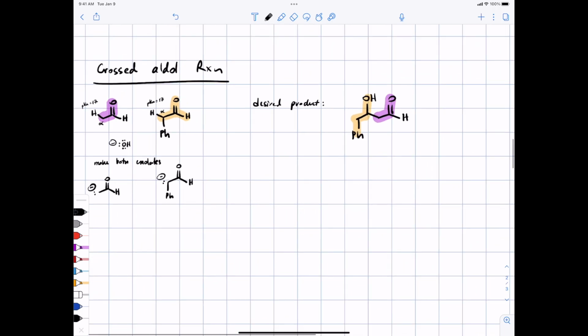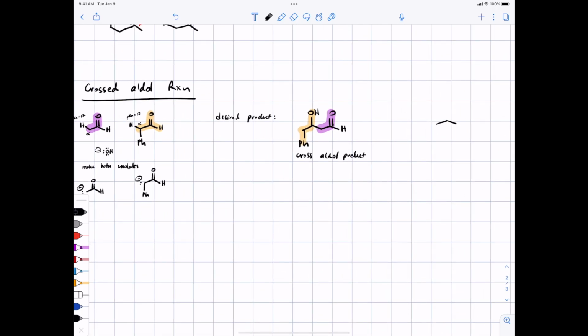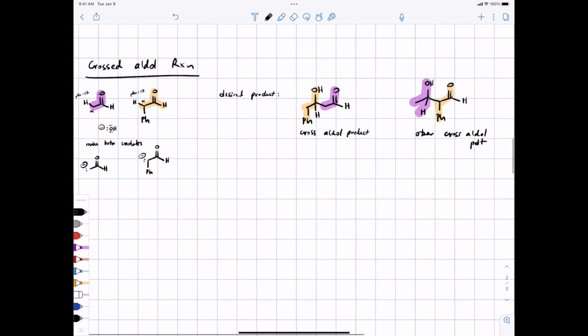which means that in addition to my desired product, which is a cross aldol product, I'm going to get the other one, where my other aldehyde acts as the nucleophile, and my other aldehyde acts as the enolate. So I'm going to get the other crossed aldol product. And I'm also going to get the two self-aldol products.